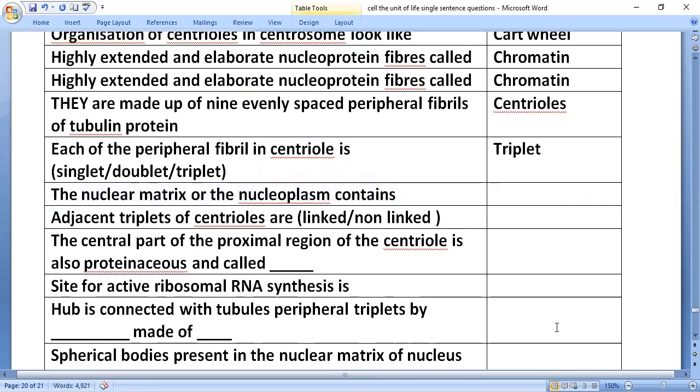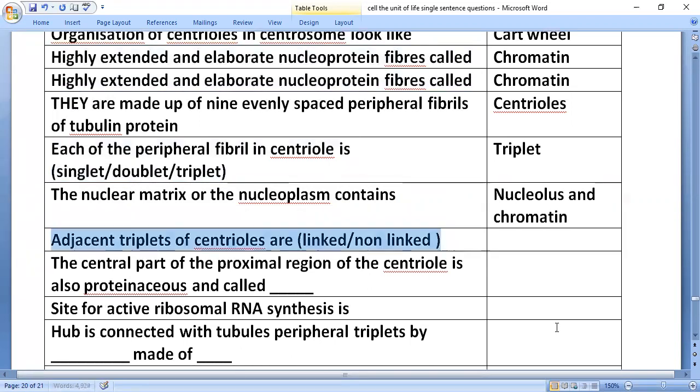The nuclear matrix of the nucleoplasm contains the nucleolus and chromatin. Adjacent triplets of centrioles are linked. The central part of the proximal region of the centriole is also proteinaceous and is called the hub. The site for active ribosomal RNA synthesis is the nucleolus. The hub is connected with the tubules of the peripheral triplets by radial spokes made of protein.